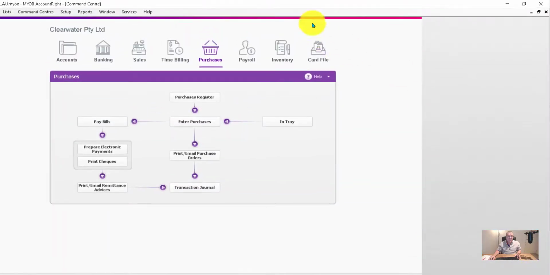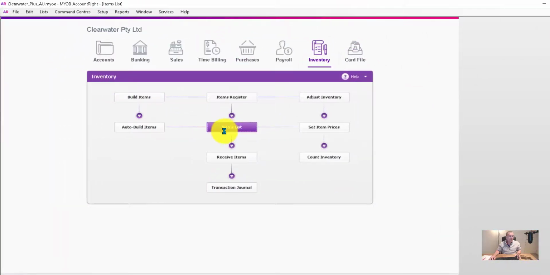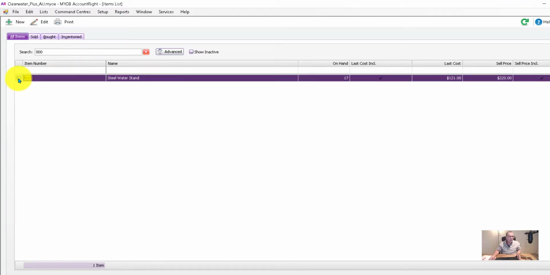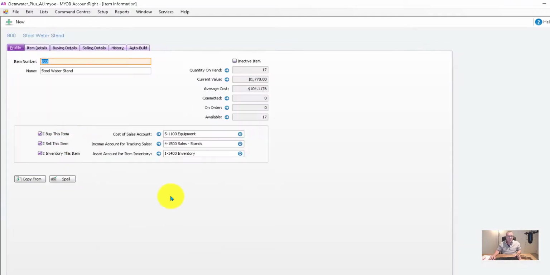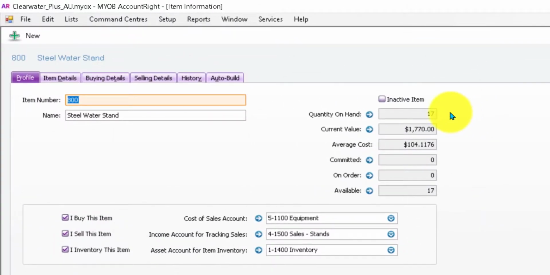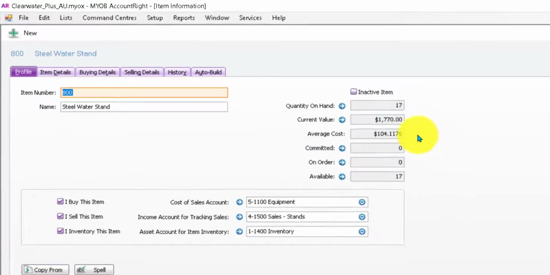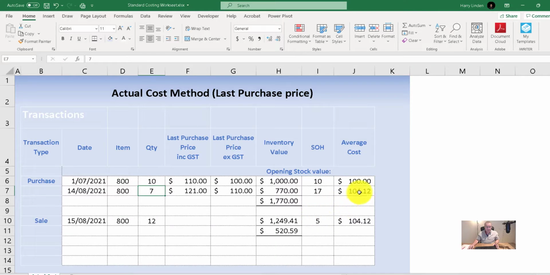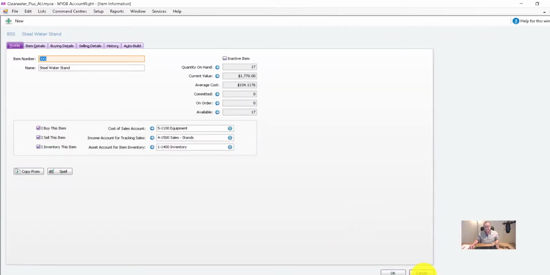And again, we'll go back to inventory, look at that item, and you'll now see there's 17. Your total value of inventory is 1770, and the average cost is 104.12 if you round it up. Which is what we calculated here. All right, so let's now do a sale.